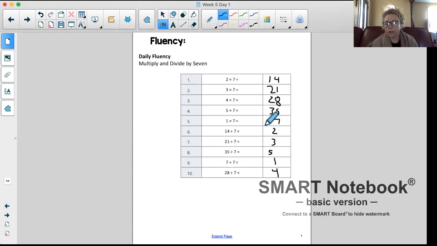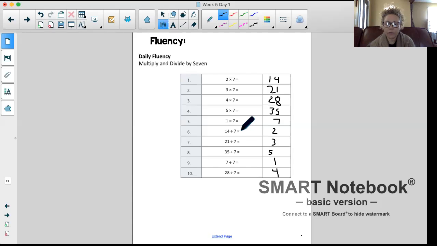All right, so I noticed a couple patterns, and I bet that you probably do too. Here we're multiplying by 7 each time. 2 times, 3 times, 4 times, and 5 times. So really, you just skip counted by 7. 14, 21, 28, 35. We all know 7 times 1 is 7. Then we start to divide.